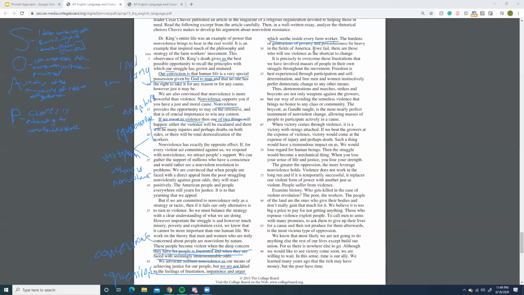Okay, I guess this is another repercussion saying what happens if you fail, bad effects, because if they fail, then people are going to just resort to violence as a shortcut to change.